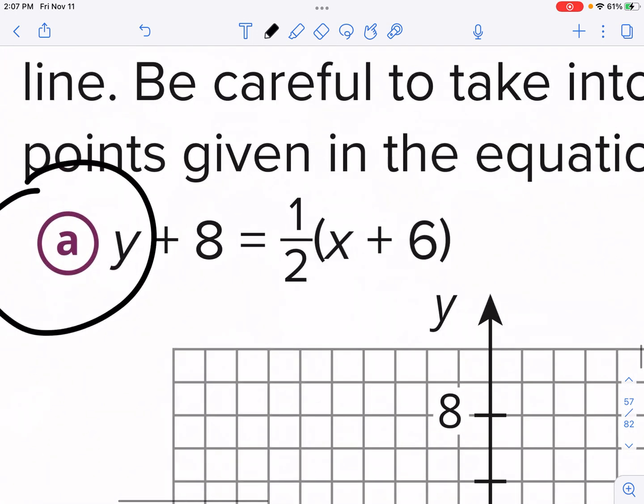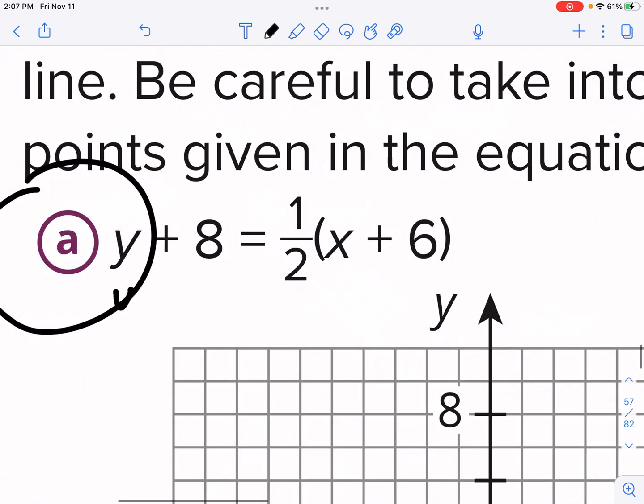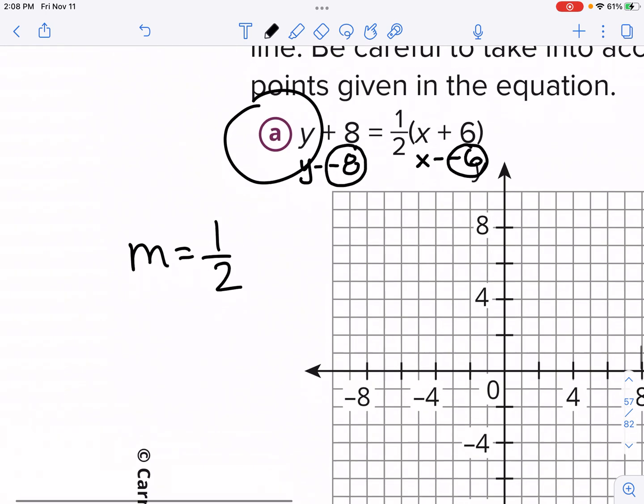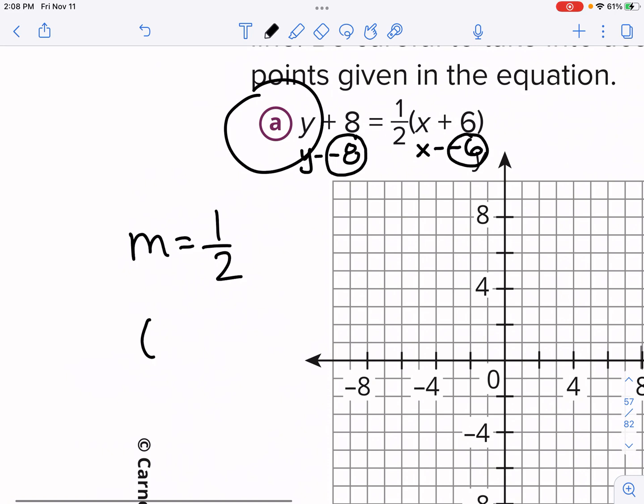Anyways, so right here, you could rewrite this as y minus -8, because negative times negative equals a positive. So that y1 is going to be -8. Similarly, for the x's, this could be x minus -6 to equal this positive 6. So x1 is going to be -6. So the ordered pair we have to start with, our x first, is -6, -8.